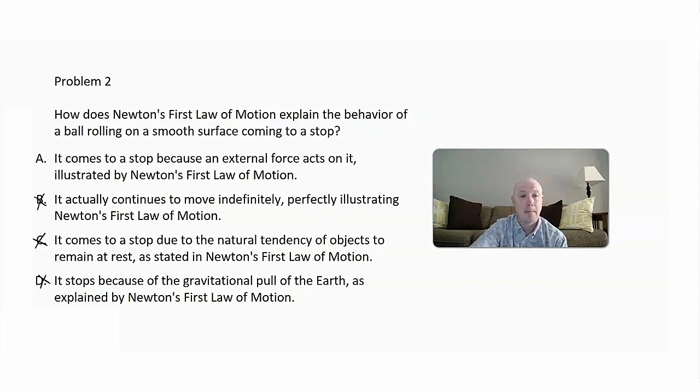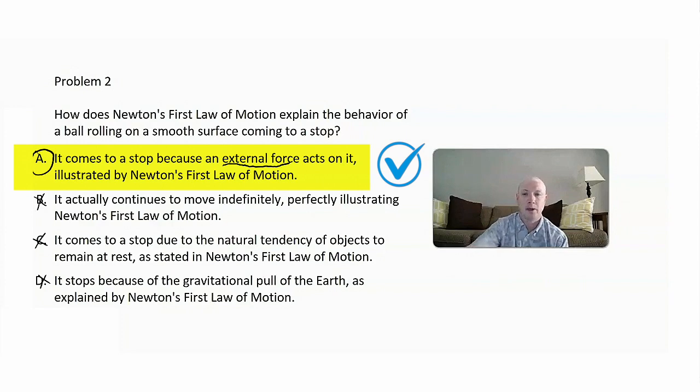Choice D is eliminated. So in this case here, the correct answer is A, it comes to a stop because an external force acts on it. So that ball would continue rolling if there was no, for example, friction or resistance or air resistance. But once that external force acts on it, it's going to slow down and then eventually stop. So the correct answer would be choice A.